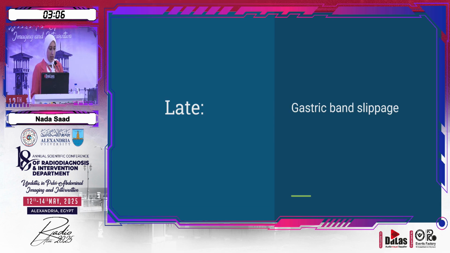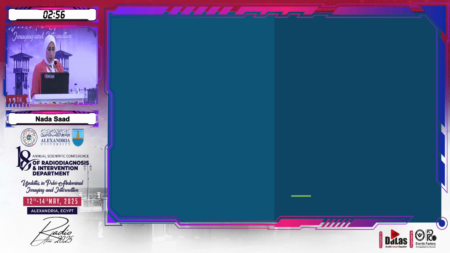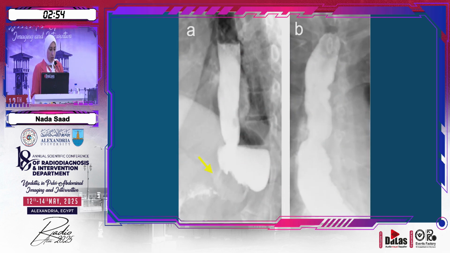Also, gastric band slippage can happen, and this can be assessed through calculation of the phi angle, as Dr. Ahmed Himami mentioned before in his lecture. This patient, after gastric banding, is showing gastric band displacement with gastroesophageal reflux.